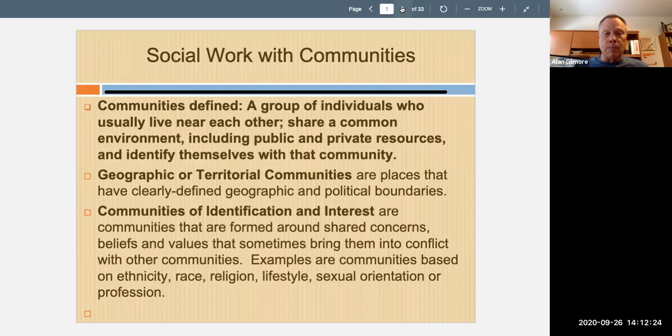You have certainly also seen, in terms of lifestyle or sexual orientation, in larger communities, areas of a particular community where there is a predominantly large gay, lesbian, bisexual, or transgender population residing there. So if you talk about something like West Hollywood in Los Angeles, or the Castro in San Francisco, and some would even possibly argue, the Tower District in Fresno, those would all be communities of identification and interest based on sexual orientation.